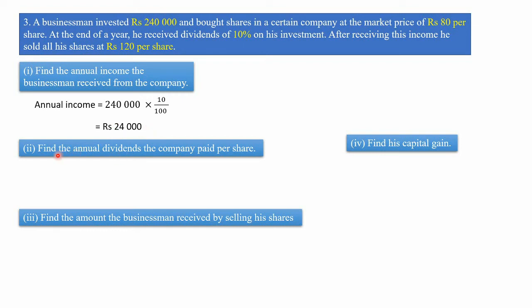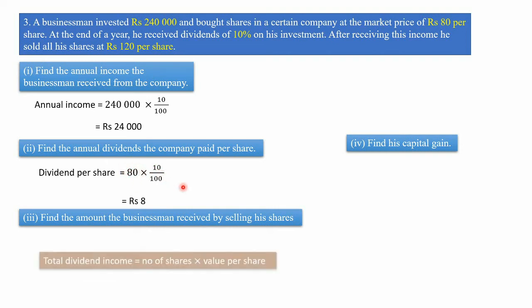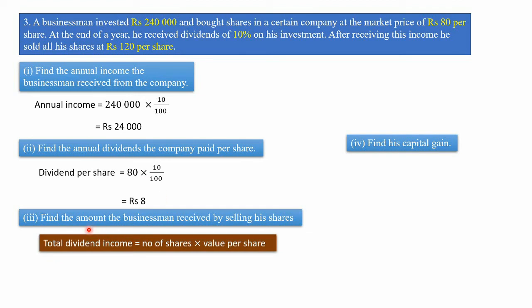Now the second part, they ask to find the annual dividend paid per share by the company. Per share. In the same manner, the per share investment is 80 rupees. So how do you calculate 10% of this 80 rupees? Per share, that is the dividend income per share. It is 8 rupees. 10% from 80 rupees. 80 into 10 over 100.